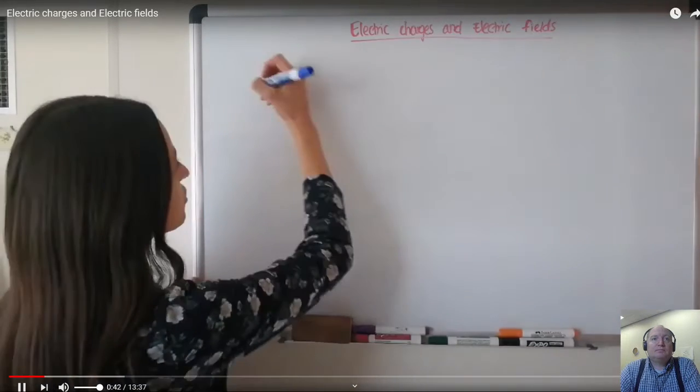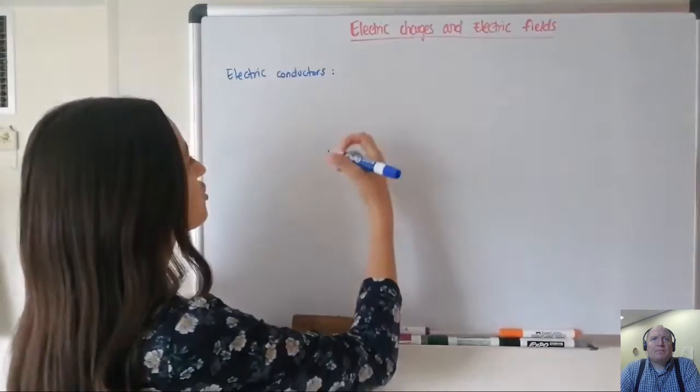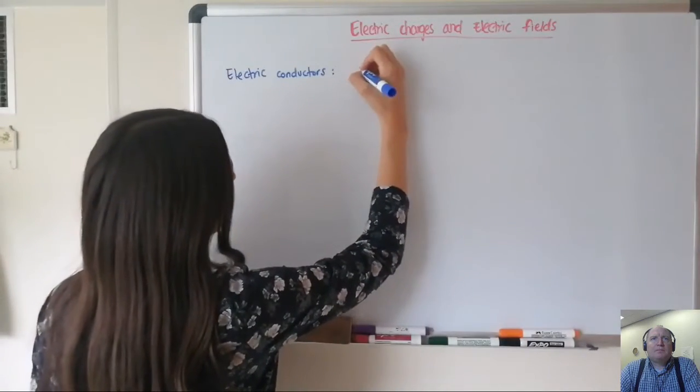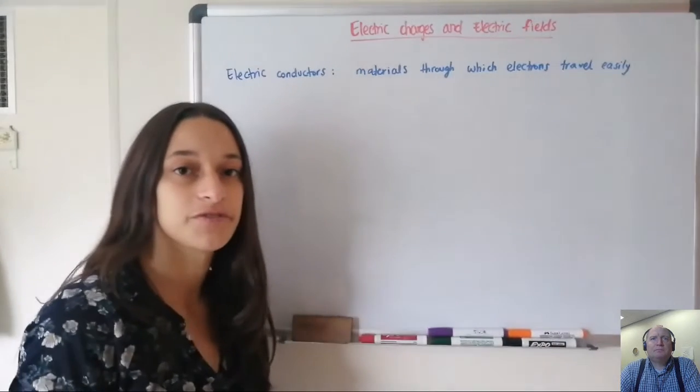Conductors. So electric conductors are materials through which electrons can travel easily. An example of one of these.